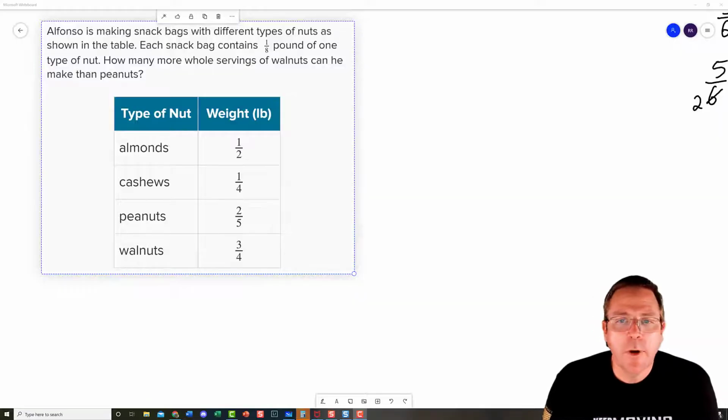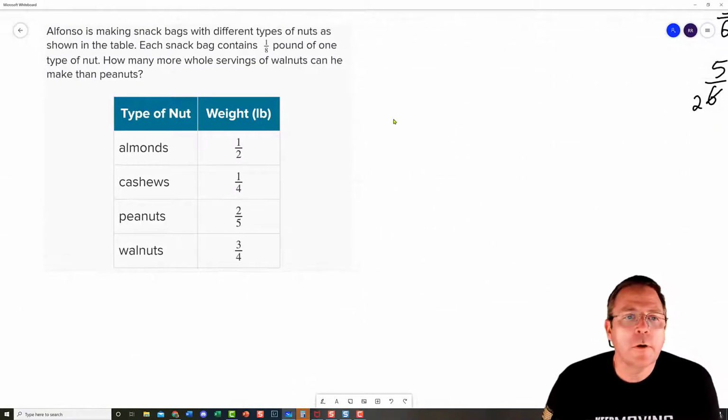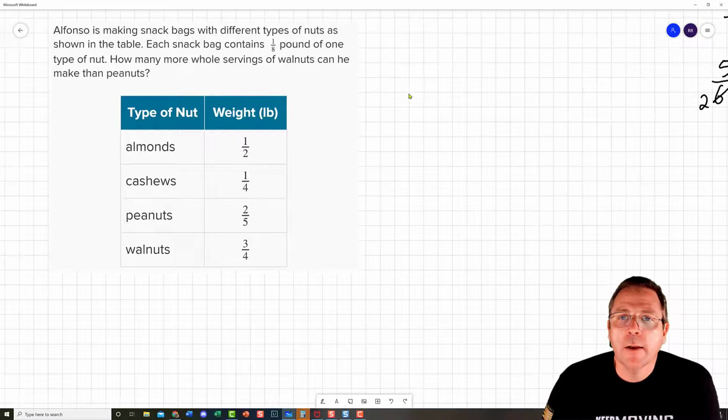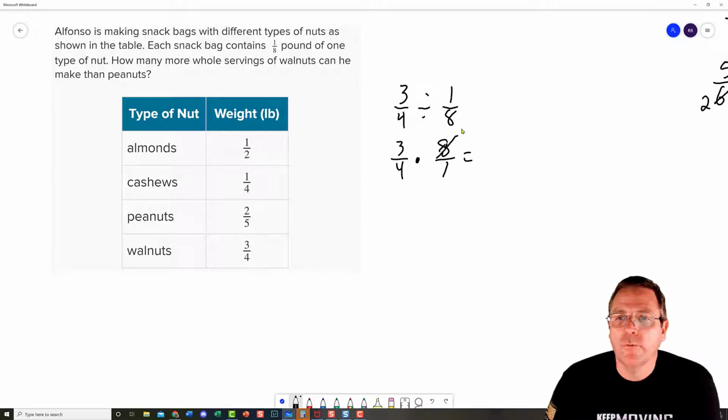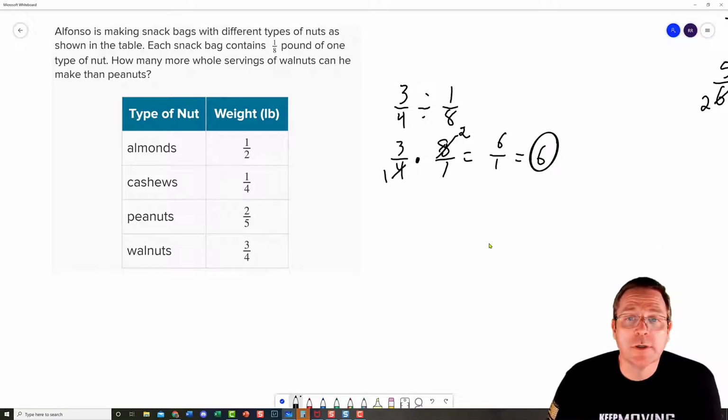Now first, I'm going to do my walnuts. The walnuts start off at 3/4 of a pound, and there is 1/8 pound in each one. So I'm going to divide by 1/8. Next, we're going to keep, change, flip. 3/4, change division to multiplication, take the reciprocal of the second number. Simplify. 4 goes into 8 2 times. 4 goes into 4 once. And multiply. 2 times 3 is 6. 1 times 1 is 1. And that's 6 over 1, otherwise known as 6.